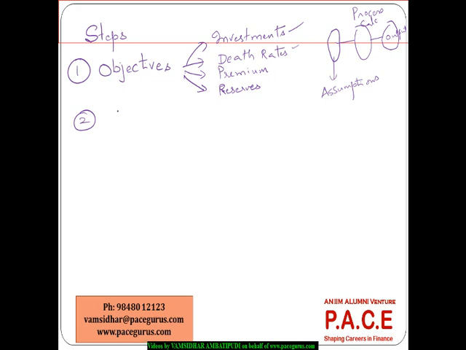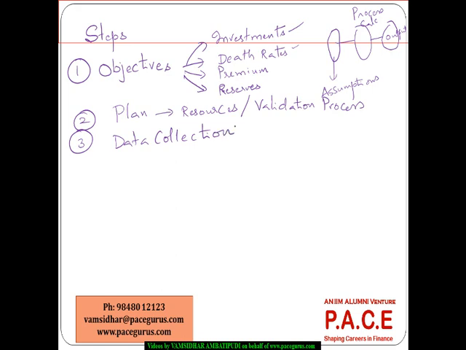And from those objectives comes the plan, including the resources, the mechanism, and the validation process. How do I compare it with the real world? All those things come as a part of the planning process. Then the data collection comes up, where, relating to my objective, I would collect all the relevant data in the necessary formats.